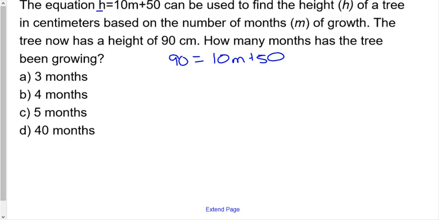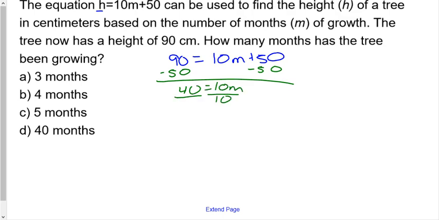Just like we did all the other problems, we're going to undo the adding first. And you get 40 equals 10m. Divide by 10 to undo the multiplying, and you get 4 equals m. So it has been growing for 4 months.